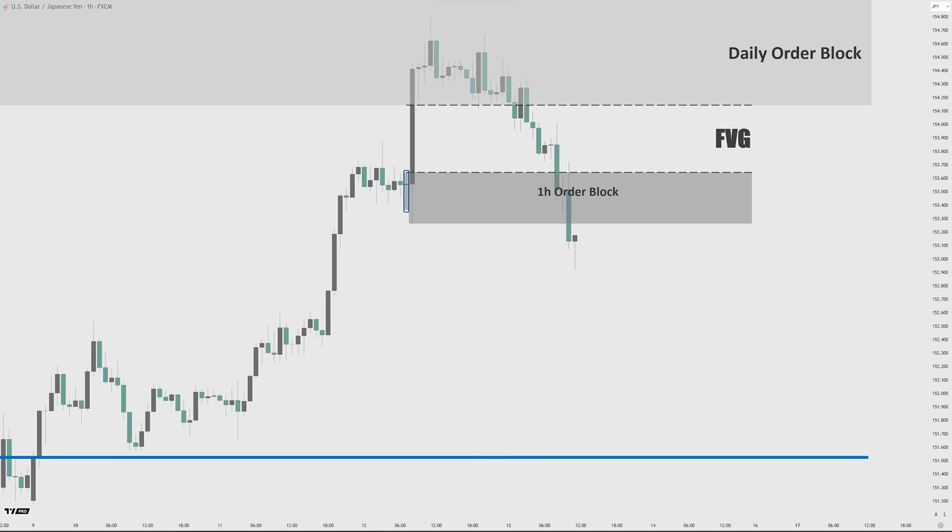The price breaks below the 1-hour order block, showing that supply has taken control. This is a strong sign that the short-term uptrend is over, and that the price can continue moving lower in line with the higher time frame direction. So where do we enter the trade?